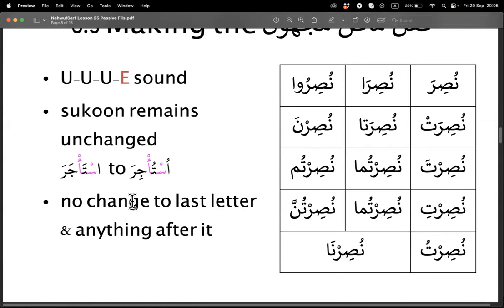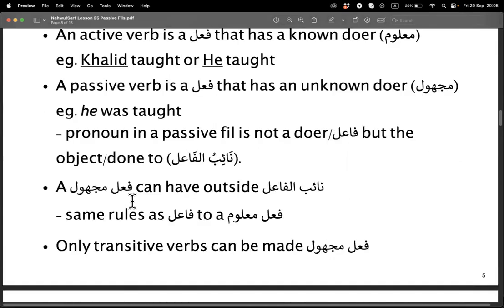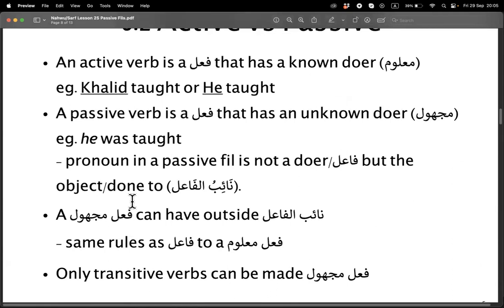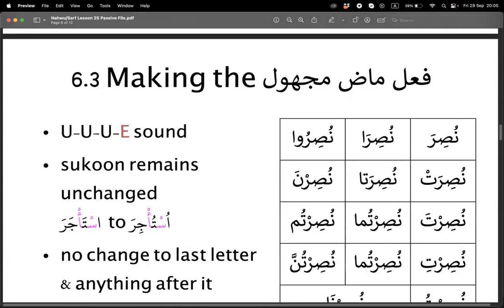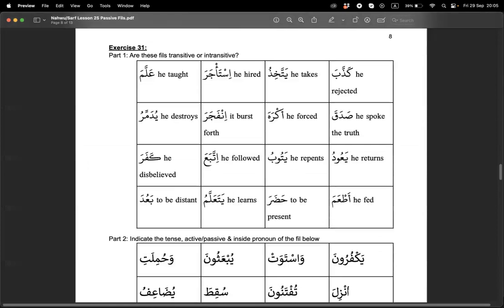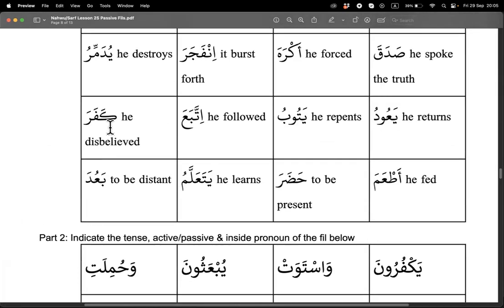Okay, so do you still remember what is the pattern for madi majhul? Okay, for example, let's say the word he followed, ittaba'a here. What kind of fi'il is this, madi or mudari? Yes, this is fi'il madi. Then how do we make this fi'il madi become passive? How do we say he was followed?